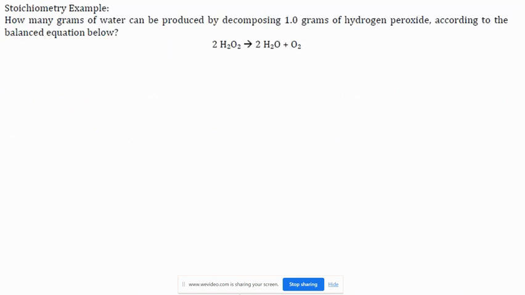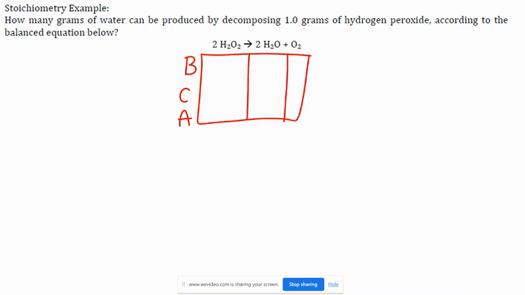All right. So here is an example. We have hydrogen peroxide that is decomposing, and they want to know how many grams of water will be produced. So first of all, we can't work with grams. Okay? We have to turn grams into moles. Remember, only moles and holes. Okay? So when we're doing our BCA tables, we need to get these things into moles.